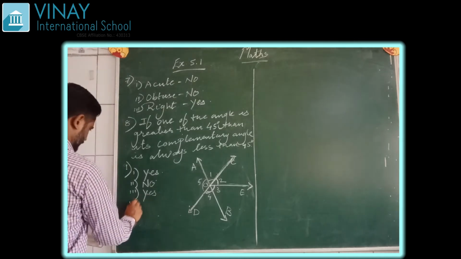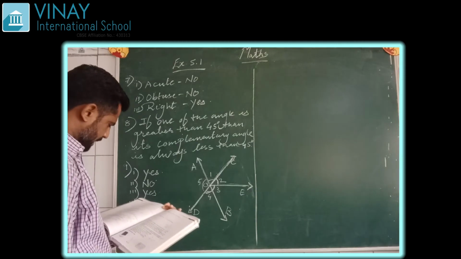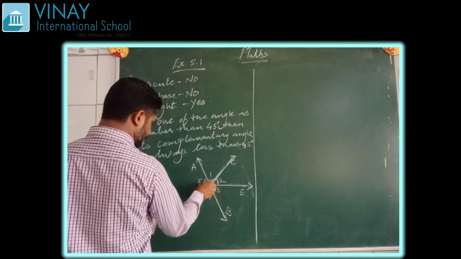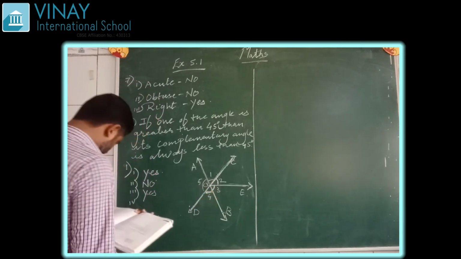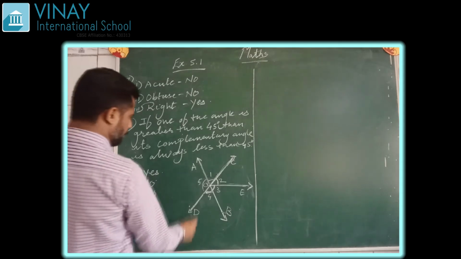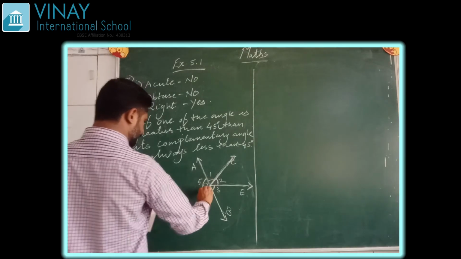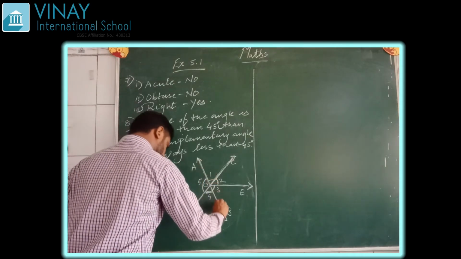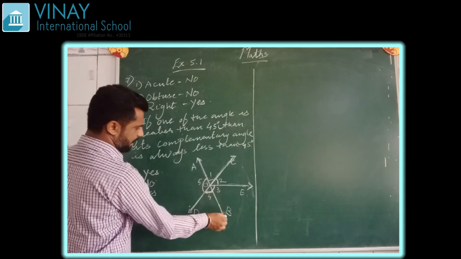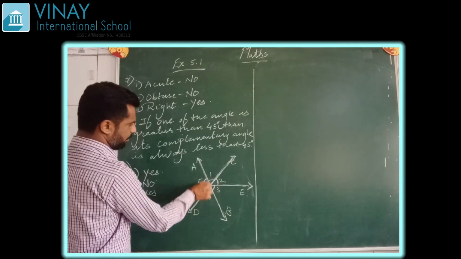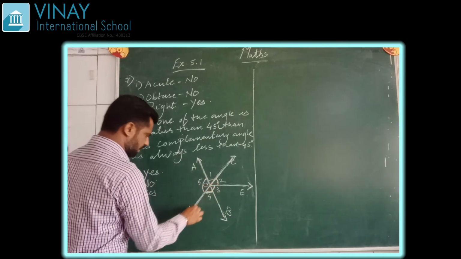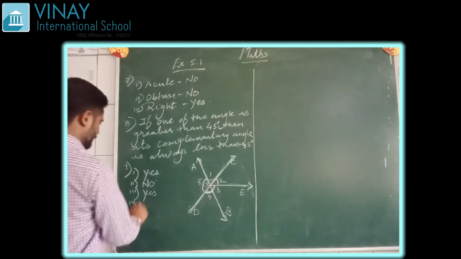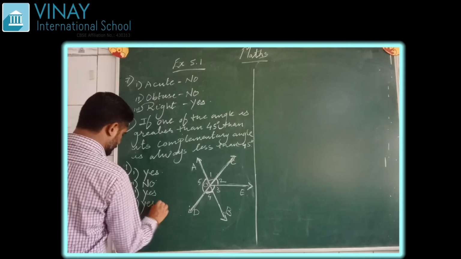Now question number 4 is, are angle BOD, this angle, and angle DOA, with this angle, supplementary? We know that these two angles are also a linear pair. Angle BOD and angle DOA, they are also a linear pair. So the sum of the two angles is 180 degrees. So yes, they are a linear pair.